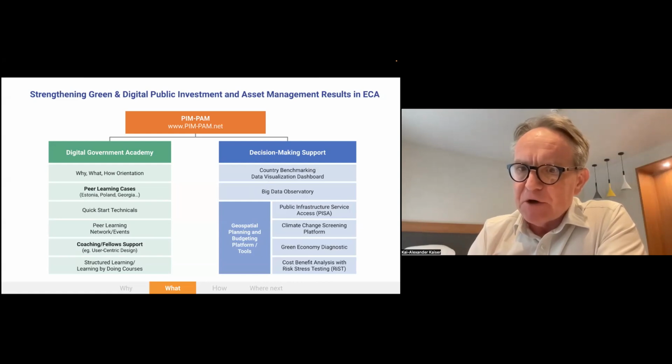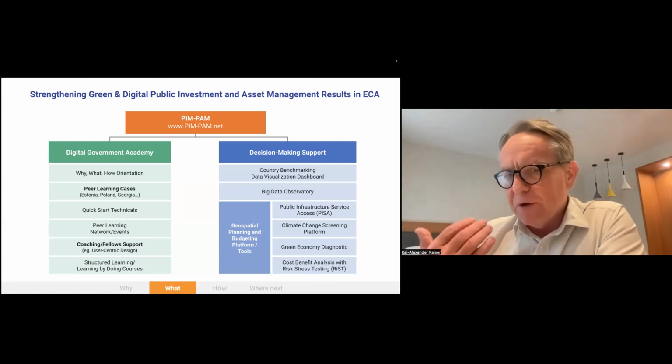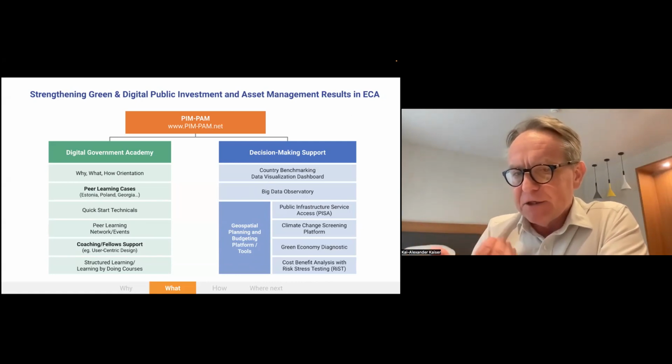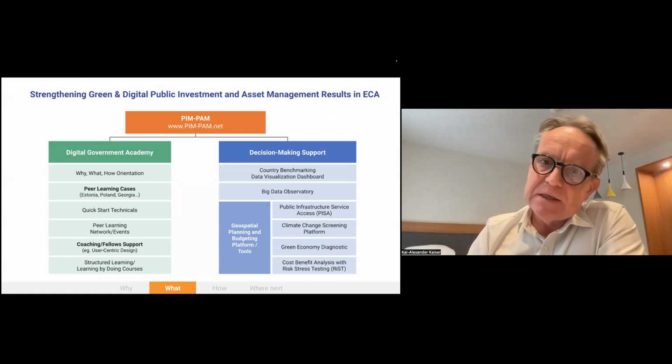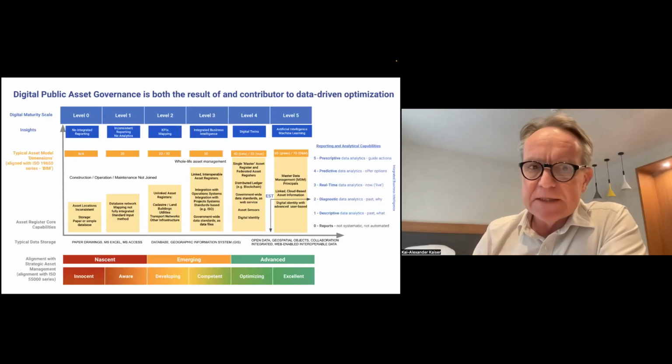So the public infrastructure services access tools that you'll talk about today, or others that have been deployed, sit in a broader stack of the public geospatial planning and budgeting platform tools, along with a set of other tools like the climate change screening tool, the green economy tool, which looks at using night lights and other technologies, and air quality, to look at development at subnational levels, and then more detailed tools such as cost-benefit analysis tools. So the PISA tool, in terms of beginning to unpack that first level of awareness, really sits in an integrated stack that explains to policymakers where it sits.